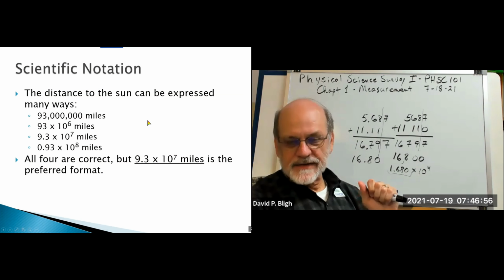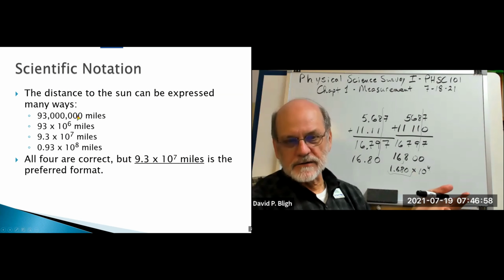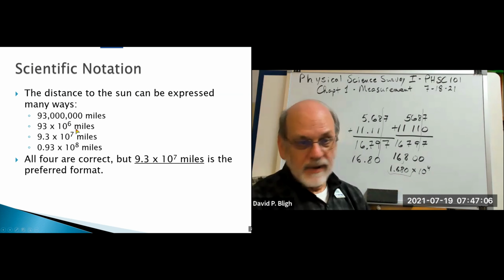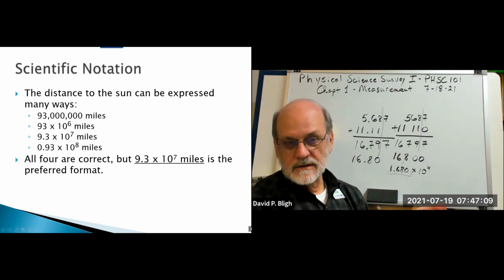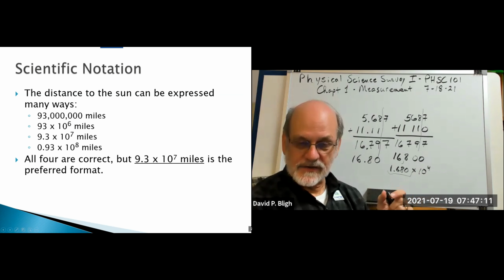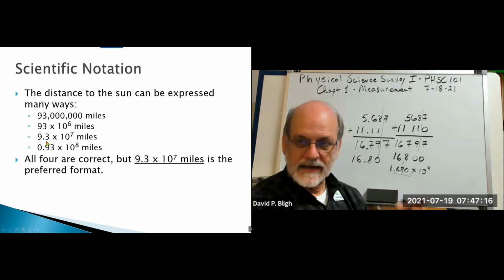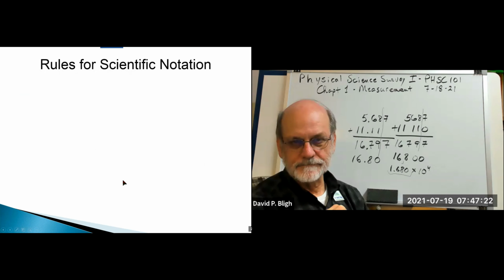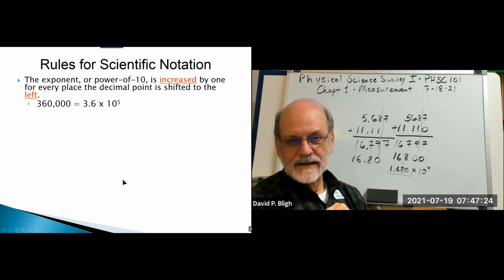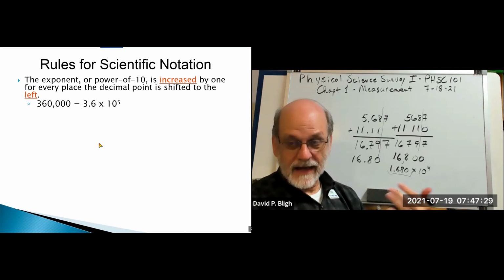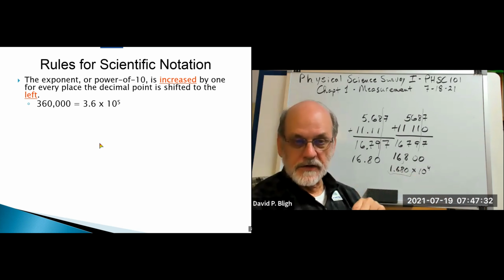The distance to the sun, for instance, is 93 million miles. Well, 93 times 10 to the 6th is a valid exponential number, but it's not scientific notation. Scientific notation is a special case of exponential, in which the coefficient is always between 1 and 10. These are just the rules that I just illustrated for you, so you can look at those at your leisure.